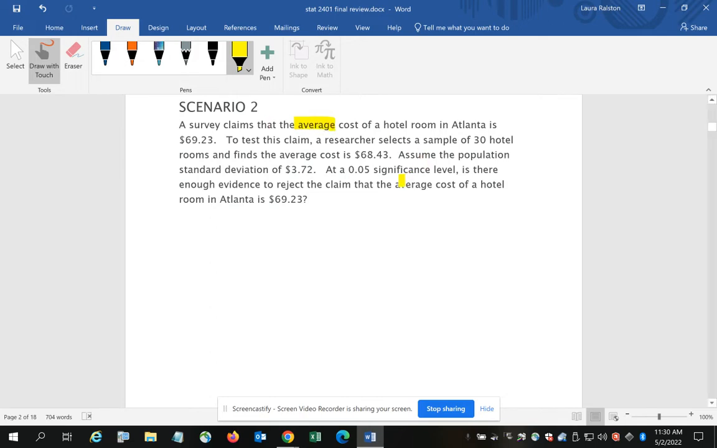Okay, throughout this problem, if you'll notice, it starts out with talking about the average. And again, at the end, it talks about the average. So average is a synonym used oftentimes for mean. So I know this is talking about the mean.